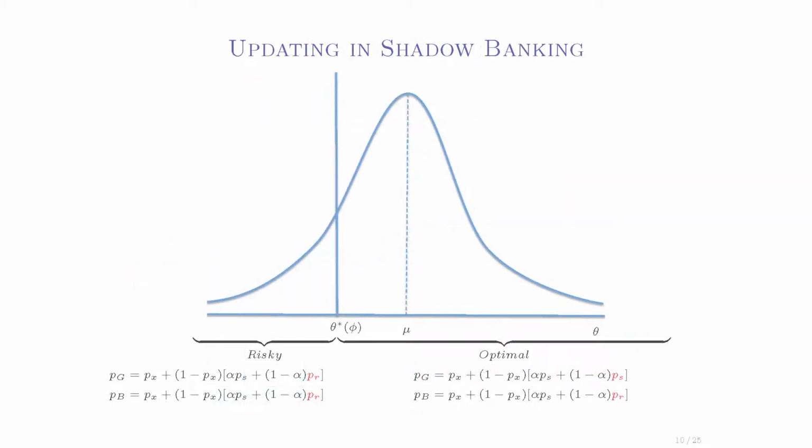I'm going to assert it, and then I'm going to tell you where this comes from. There's going to be a threshold on fundamentals such that a bank with reputation, when the fundamentals are above that threshold, the good banks will decide to invest optimally, self-discipline, basically. Below that fundamental, they're going to decide to take excessive risk.